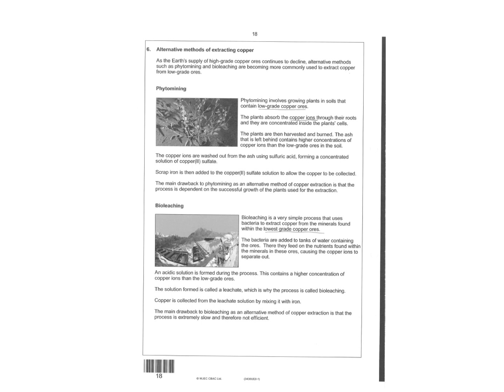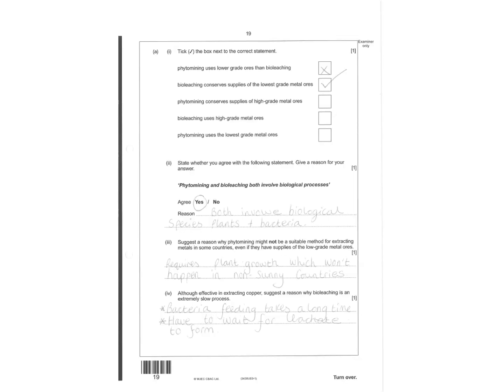Some lovely reading for you to do. And then there's some tick in the boxes. Okay, I started doing crosses and then I just decided to put a tick for the one that I needed. If you read through the information, that is the correct answer there. Bioleaching conserves supplies of the lowest grade metal ores. State whether you agree with the following statement, give a reason for your answer.